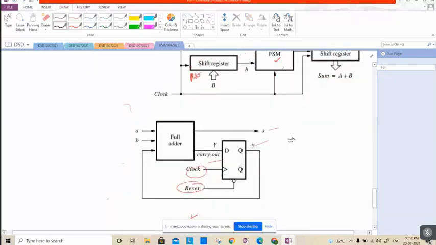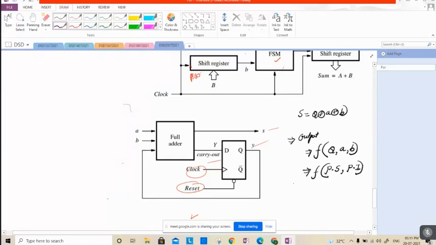Now here, output is a function of S. What is the expression for S? S is Q XOR A XOR B. So output is a function of Q, A, B. Now what is Q? Present state. What are A and B? Present inputs.